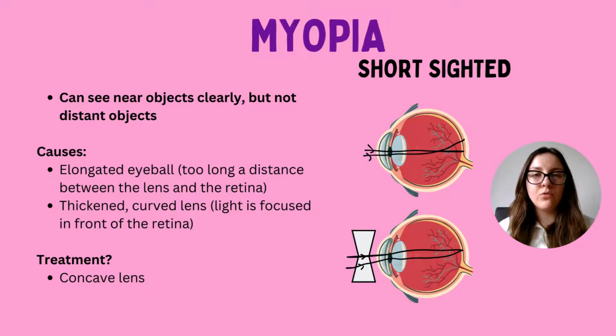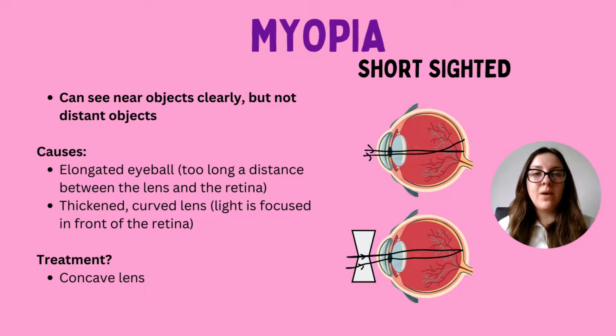So the first one is called myopia. That's a scientific word for short-sightedness. So someone who is short-sighted can see objects clearly close up. However, at a distance, they can't see those objects as easily as they should. And this is because the eye could be elongated, which causes the distance between the lens and the retina to be slightly increased. Also, it could be because the lens is actually curved or thickened. And again, this causes an increase in distance.